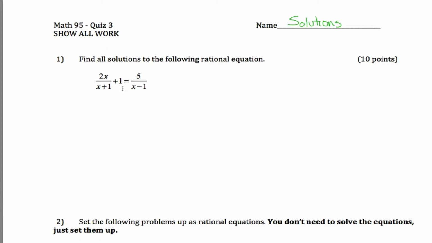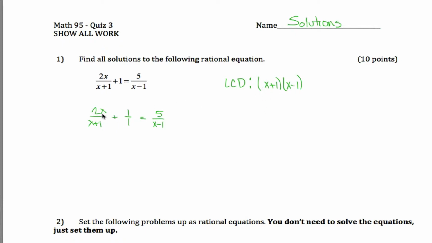So what you're going to do on a problem like this is your first step is you want to find the least common denominator. So really what I have is 2x over x plus 1 plus 1 over 1 equals 5 over x minus 1. You don't have to write out this step. You don't have to change the 1 into 1 over 1. But it might make it easier for you to see that I have three denominators, x plus 1, 1, and x minus 1. And the least common multiple of those three denominators would be x plus 1 times x minus 1.